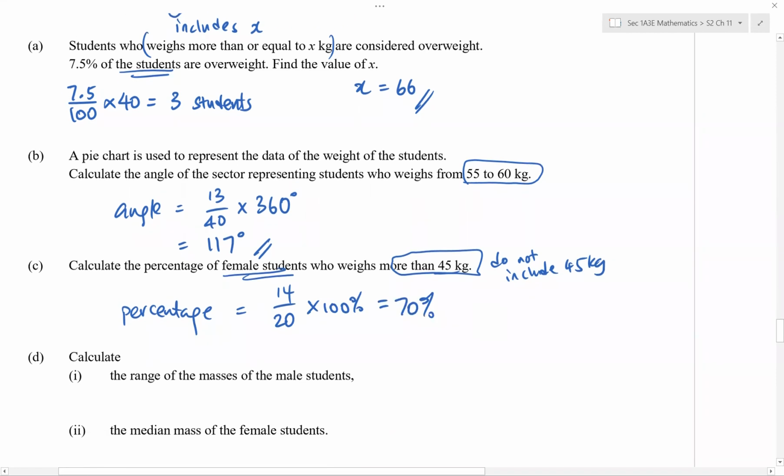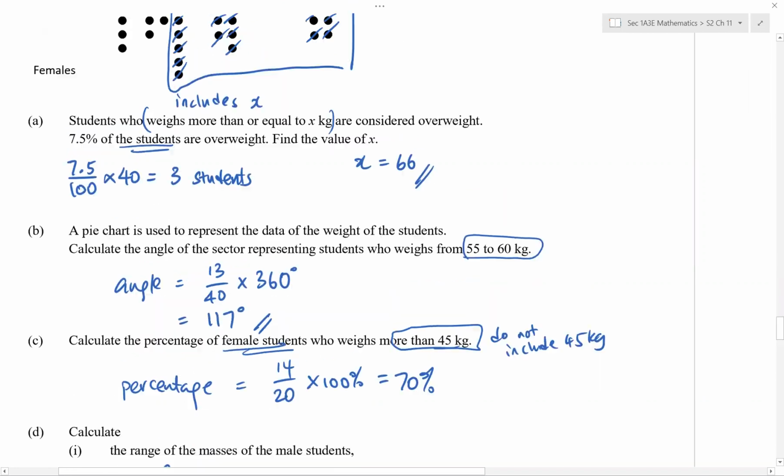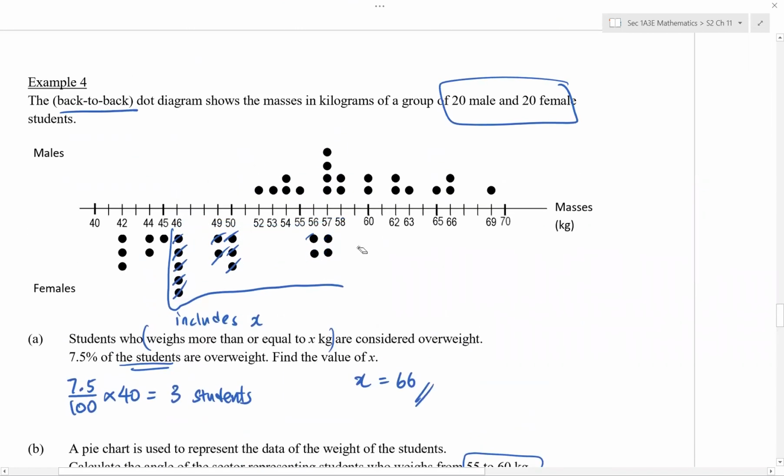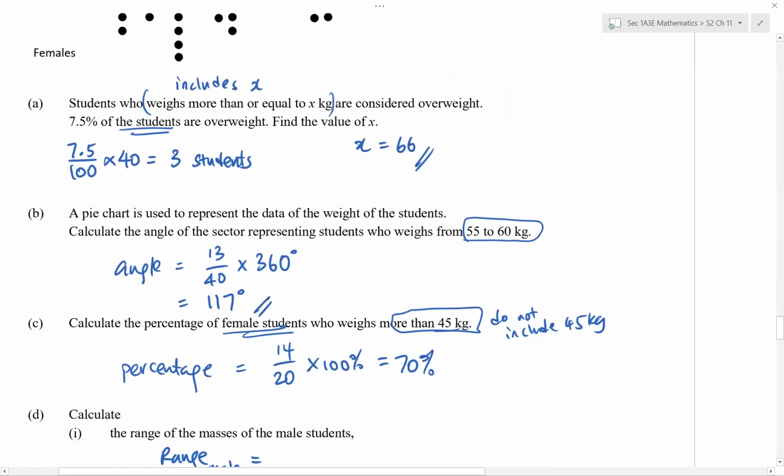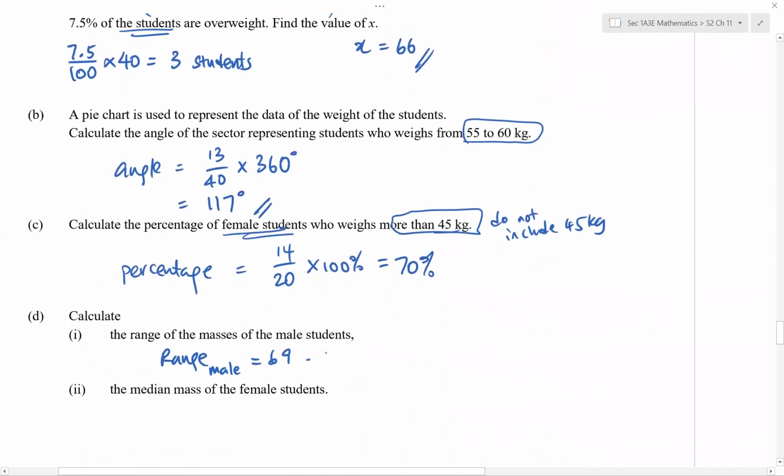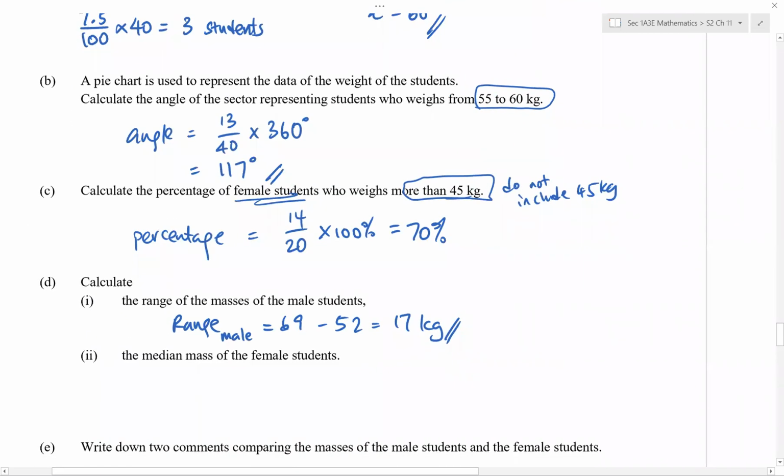Now calculate the range of the masses of the male. Range for the males, maximum minus minimum. So 69 minus 52, which is 17 kilograms.